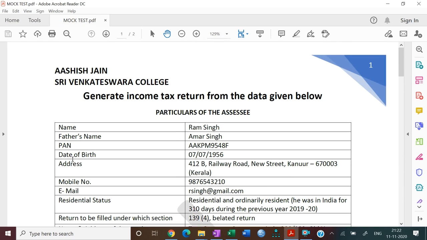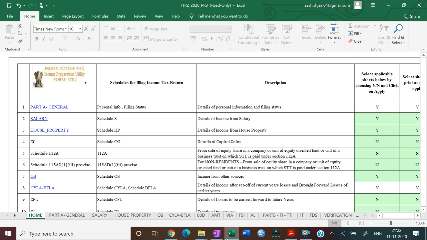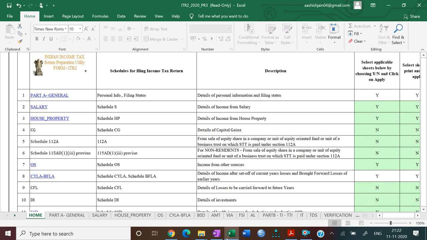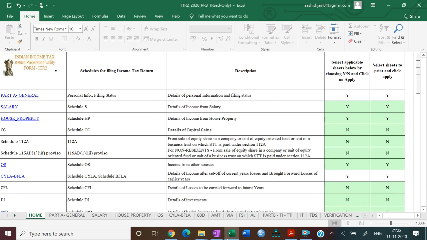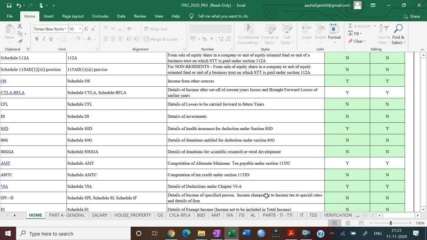Now let's start with the filing of ITR. Now this is the home page of ITR 2. I have already made yes or no selections as per the requirement. So salary will be yes, house property yes, details of capital gain no, because we do not have any kind of information. From the sale of equity shares no, non-resident income no, income from other sources yes, details of loss to be carried forward to future no, details of investment no, details of health insurance premium yes, details of donation no, details of scientific research no.